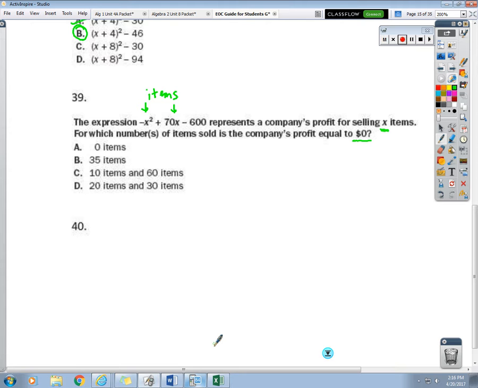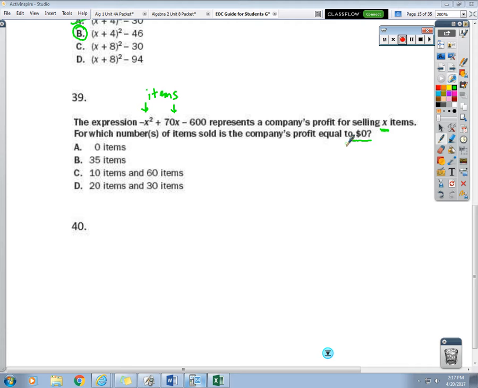Right, graph, well, or you could do that. She said we could plug in each one and figure out which one made it equal 0. Like if you plugged in 0, 0 squared is 0, 70 times 0 is 0, so aren't you going to be left with negative 600? And we're trying to figure out which one will equal 0. Then you could do the same thing. You could plug in 35, continue in that process where you're just plugging in negative 35 squared plus 70 times 35 minus 600 to see if it equals 0.